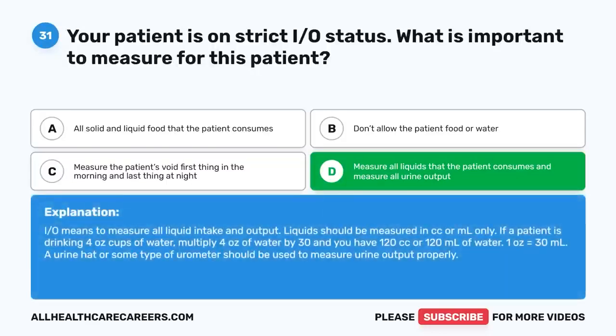IO means to measure all liquid intake and output. Liquid should be measured in cc or milliliters only. If a patient is drinking 4-ounce cups of water, multiply 4 ounces of water times 30 and you have 120 cc or 120 milliliters of water. 1 ounce equals 30 milliliters. A urine hat or some type of urometer should be used to measure urine output properly.